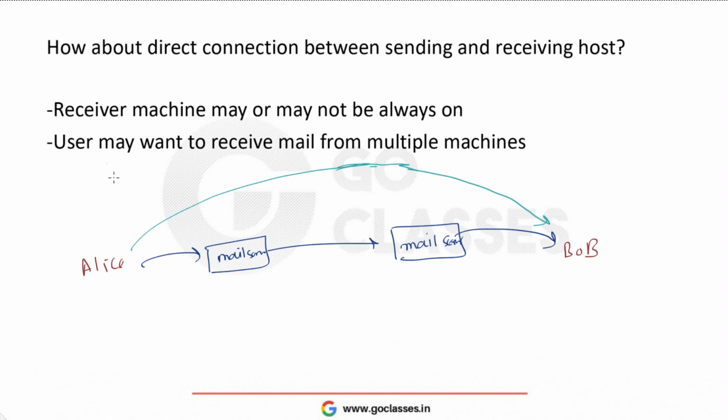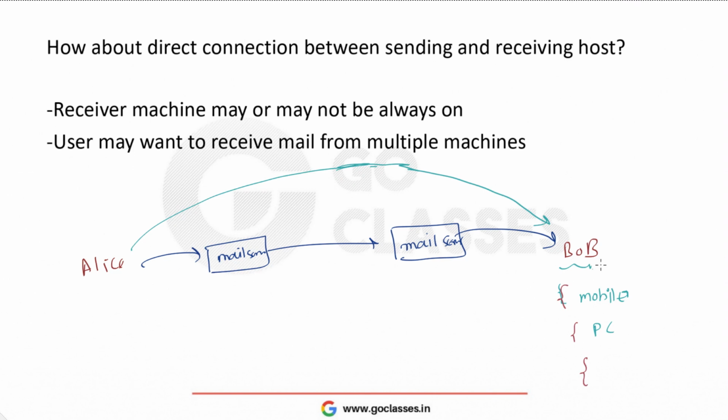The second point is that a user may want to receive the mail from multiple machines. This is also a very important point. As Bob, you may use a mobile, a PC, or some other machine to receive mails. If Alice had to send the mail directly, you would need to tell her to send it only to the mobile, providing the IP address of one of your machines, either mobile or PC or some other machine.